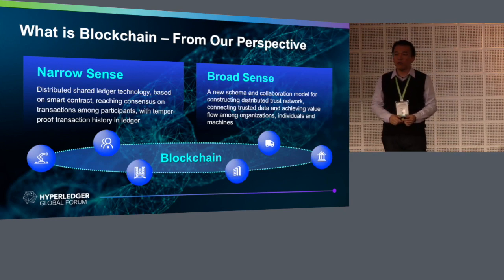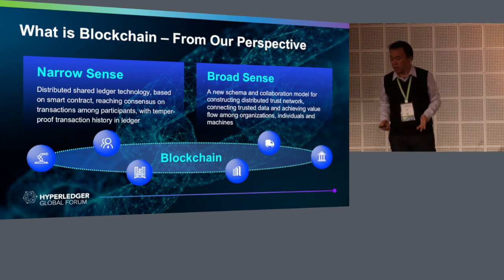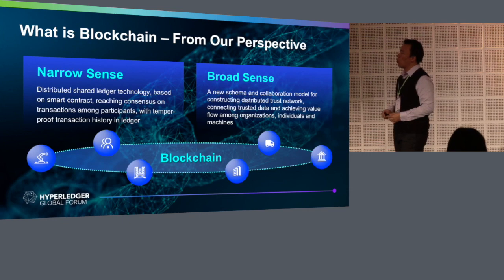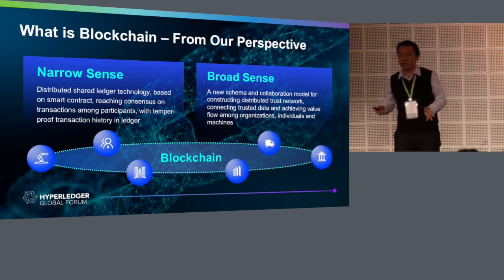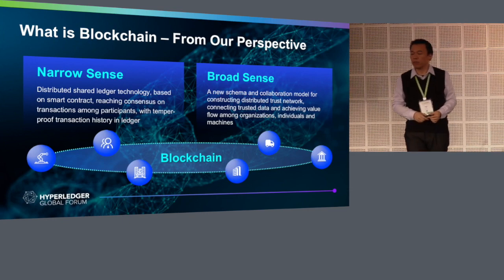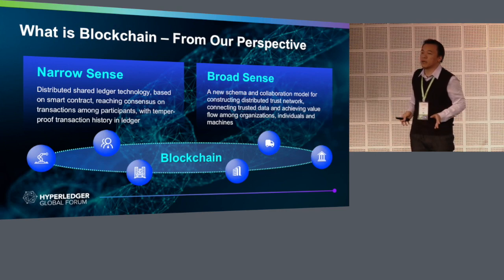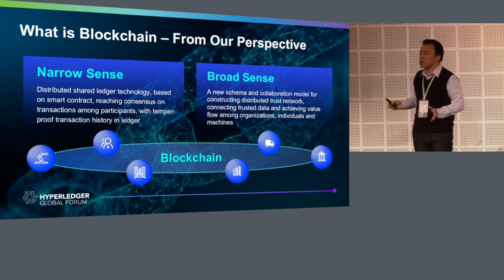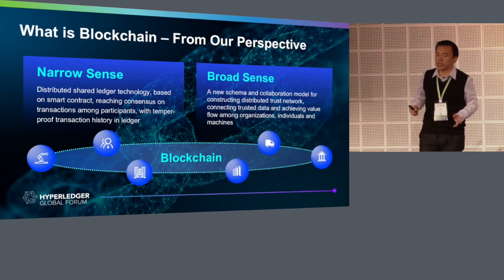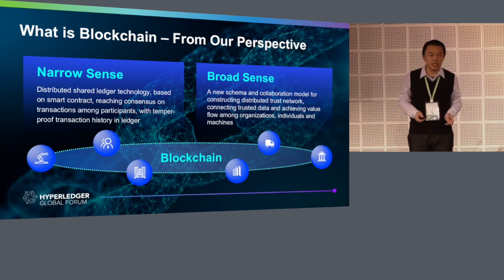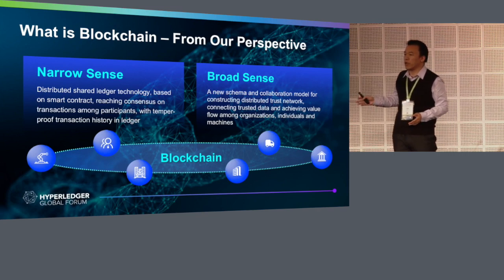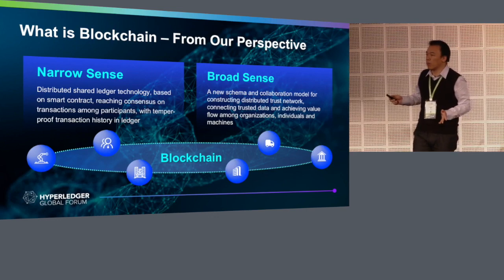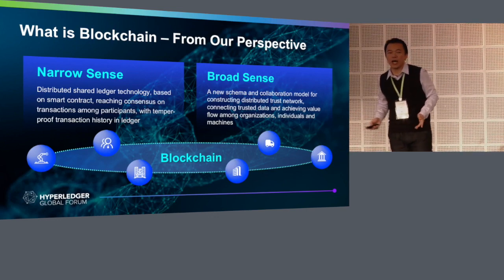So I assume everyone here knows what blockchain is, just as described in this narrow sense. But what attracts us more is that in this broad sense, we think blockchain is a kind of new schema and collaboration model for organizations, individuals, and machines to construct a distributed trust network to connect their trusted data and let the value start to flow among them. So this will be a promising future, not only for most industries, but also for the whole society.